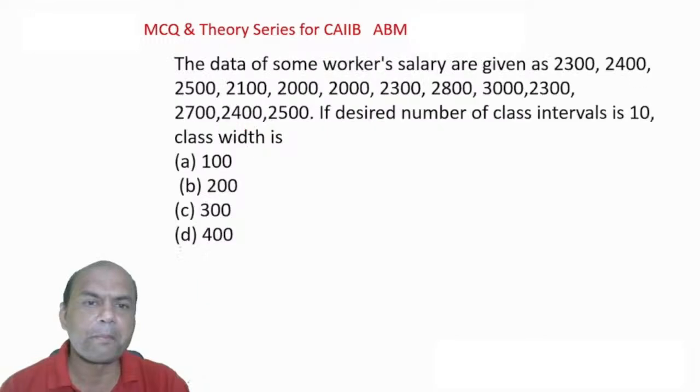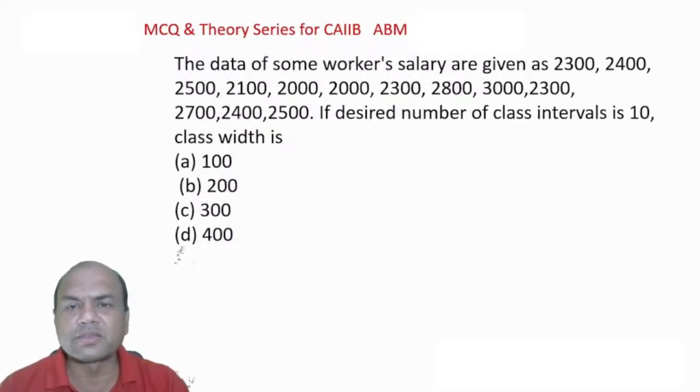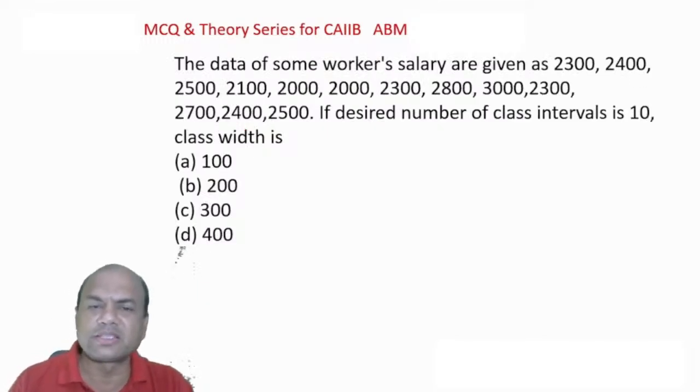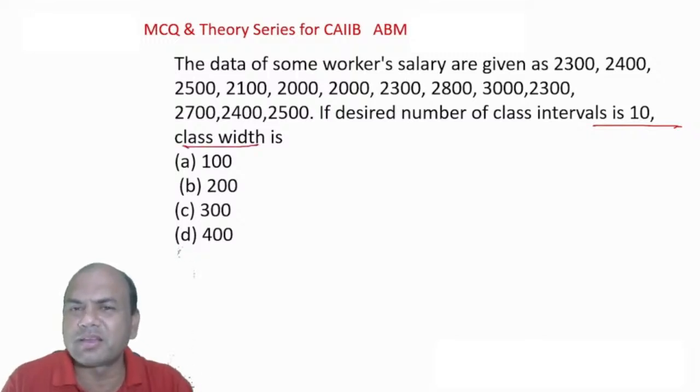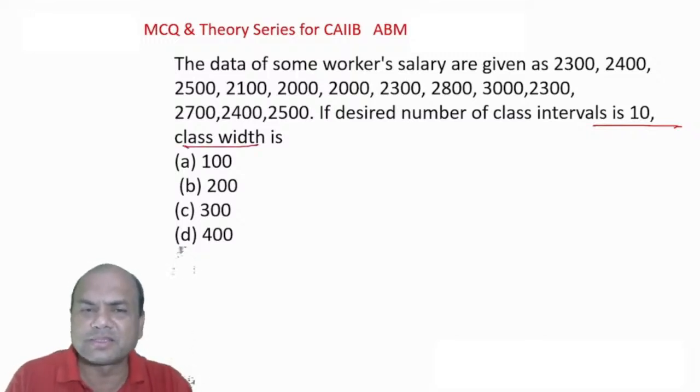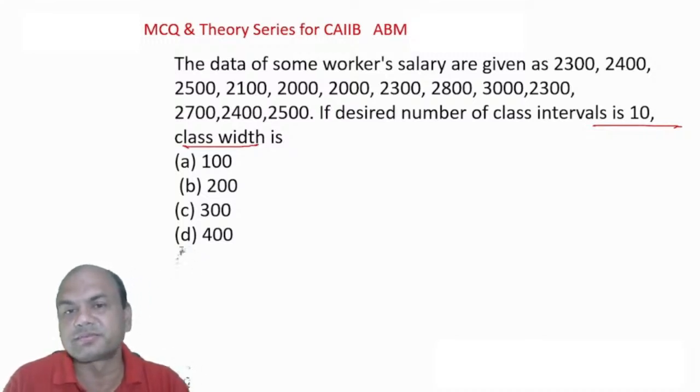Okay. The data of some workers is given, 2300. All these numbers are given. If the desired number of class intervals is 10, what is the class width? Now this you might have done earlier. See here, it's very simple. Firstly, let me see how many of you are answering this.